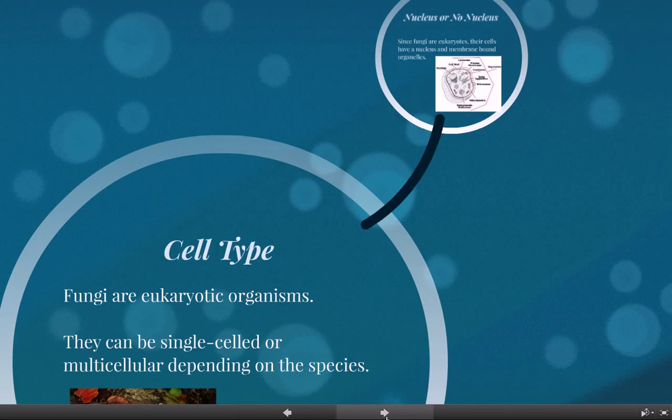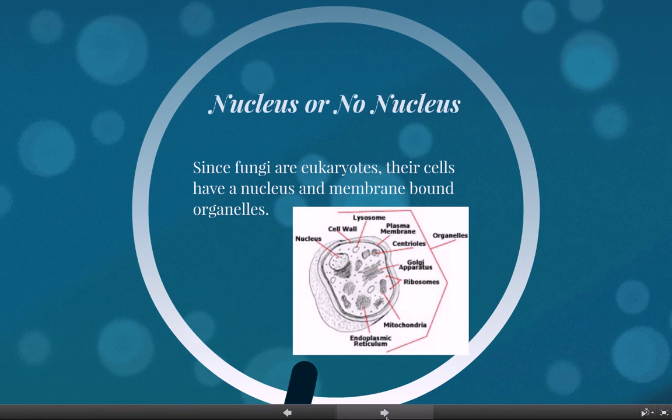All right, so, like I just said, fungi are eukaryotes. Their cells have a nucleus and membrane-bound organelles. And right here's a picture of a typical eukaryotic fungal cell. We got a nice little cell wall. We got our endoplasmic reticulum. We got all the organelles over here.